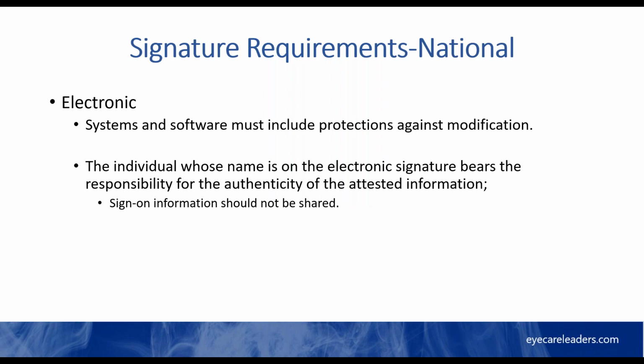So we're going to start out with these regulations. The first one is the signature requirements. Signature requirements can be done 3 different ways. The first, and most common now, is electronic. That's because of the increase in electronic health records and technology that allows electronic signatures. It's much easier for everybody.